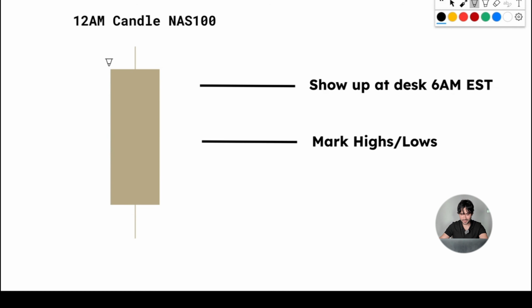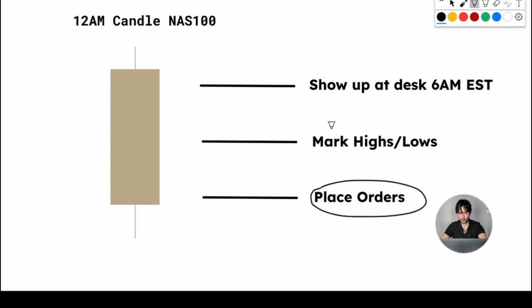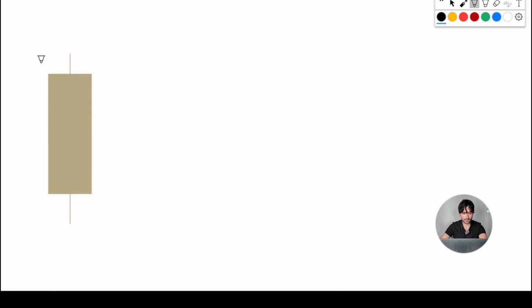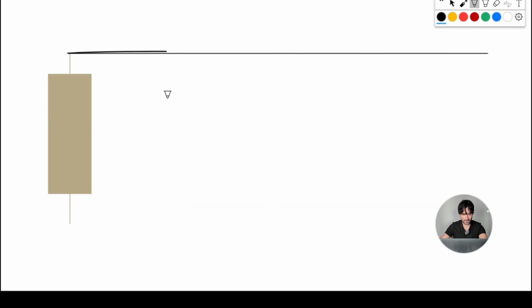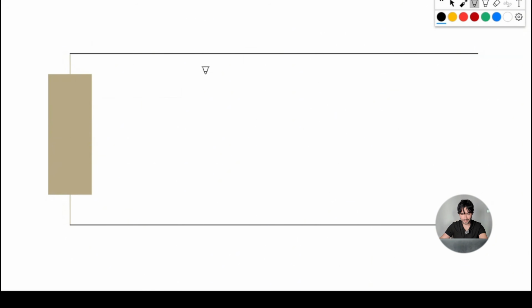Once we have this candle, we're going to be marking the highs and lows of the candle and then placing our orders. The orders we're placing are going to be based off the highs and lows of this candle. Once we have that 12 a.m. candle marked out on our screen, we need to identify the high and the low. Now that we have our high and low, all we're going to do is place a long position at the high and a short position at the low.